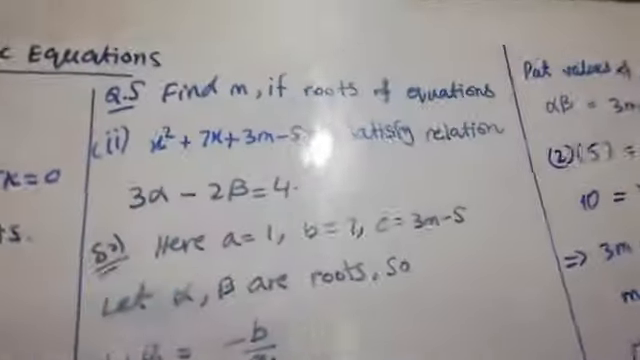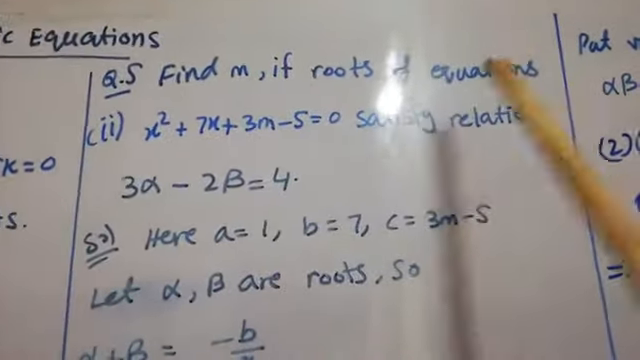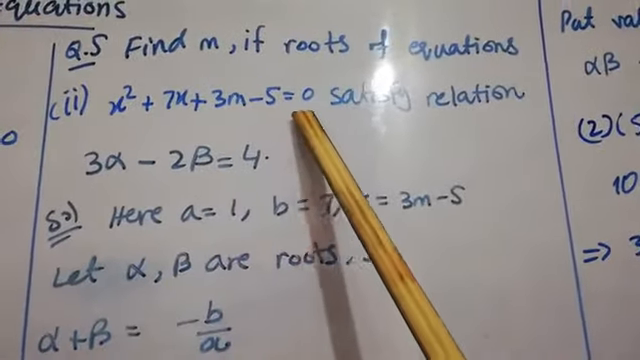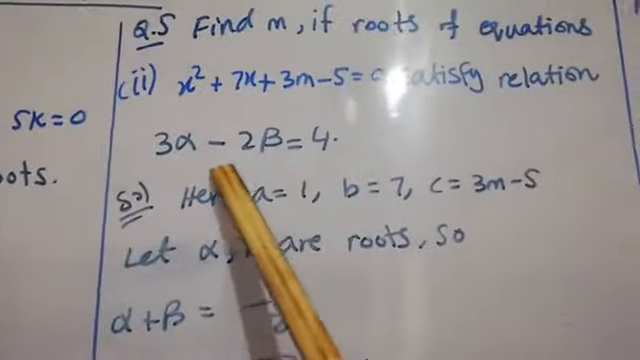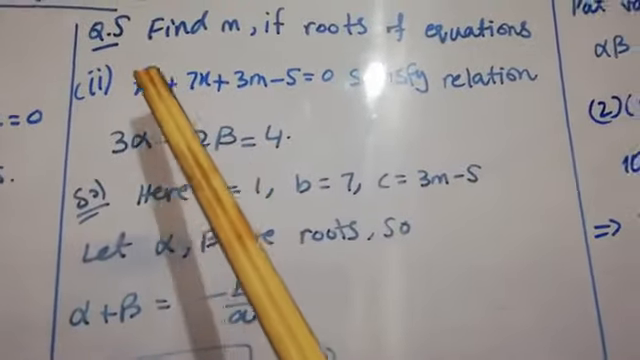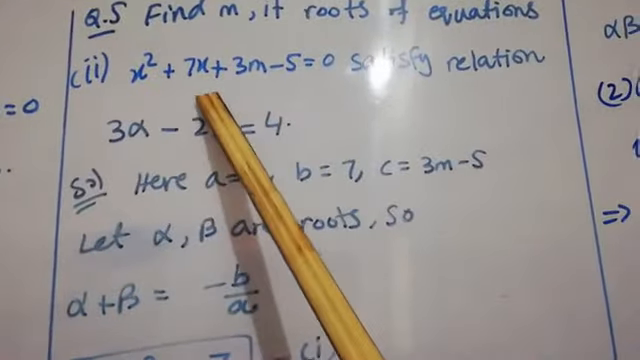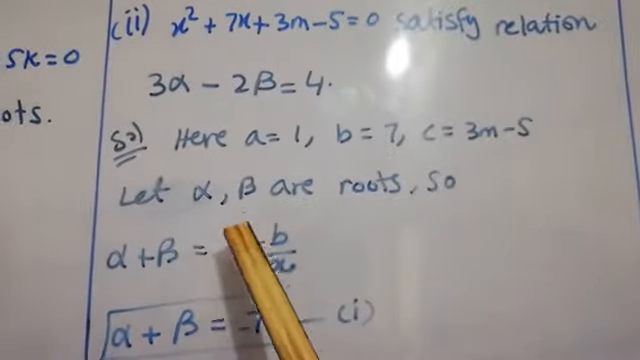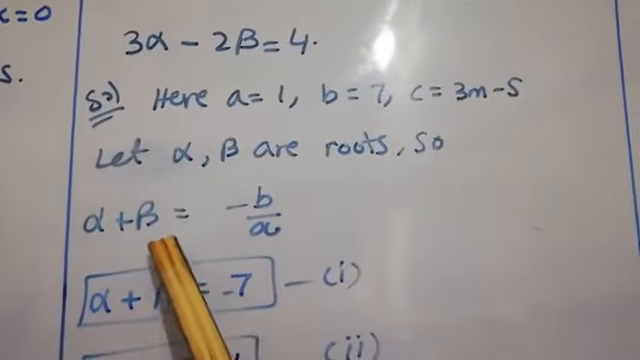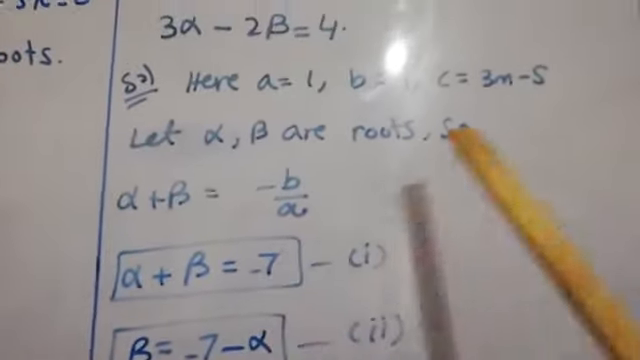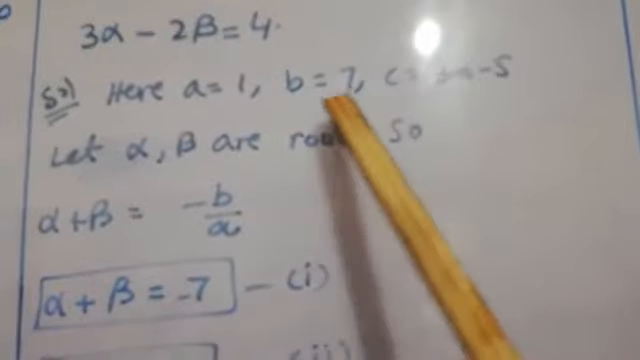Question number 5: find m if the roots of the equation x square plus 7x plus 3m minus 5 equals 0 satisfy the relation 3 alpha minus 2 beta equals 4. Here we have the value of a is 1, the value of b is 7, and the value of c is 3m minus 5. First of all, we will suppose that alpha and beta are the roots. So we can say that alpha plus beta equals minus b by a, and here the value of b is 7, so we will put minus 7 by 1.